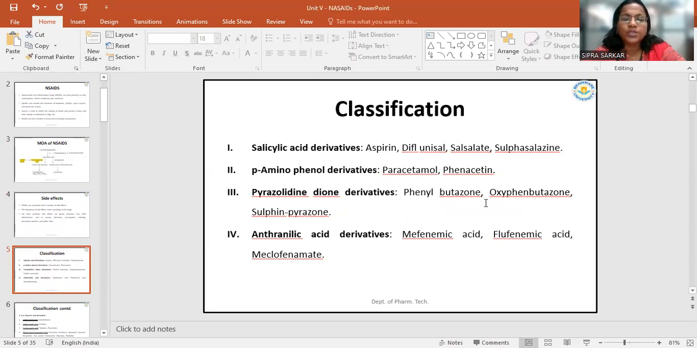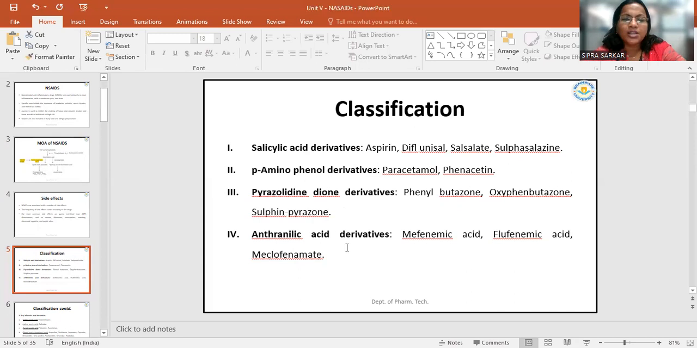Now coming to the classification, which is very, very important for your study. Salicylic acid derivatives: aspirin, diflunisal, salsalate, sulfasalazine. Among them, aspirin, sulfasalazine and salsalate are important. Para-aminophenol derivatives: paracetamol, phenacetin, a very good drug that is used for a longer time. Next, pyrazolidine derivatives: phenylbutazone, oxyphenbutazone and sulfinpyrazone.